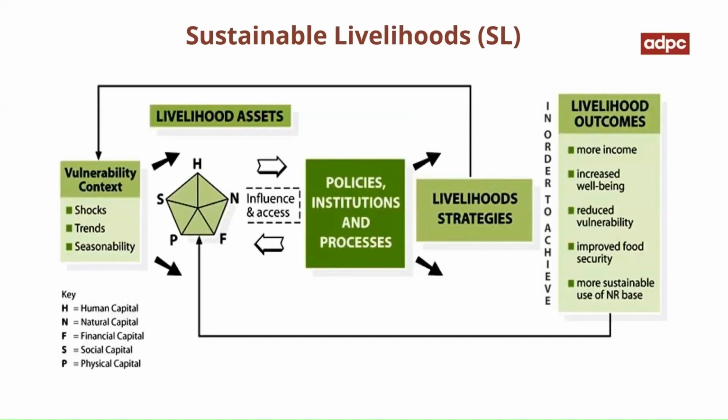The diagram shown on screen is from DFID's Sustainable Livelihoods Framework. The framework is built around 5 principal categories of interconnected livelihood assets. These are physical, human, financial, natural, and social. This framework demonstrates that livelihoods depend on a combination of assets, as well as a population's ability to put these to productive use.